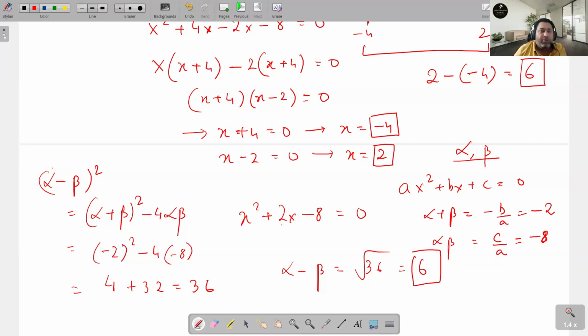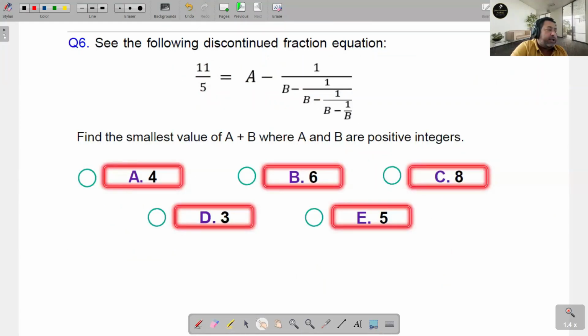Okay, all right. So we'll move on to the next question. I hope this one is clear. See the following continued fraction equation: 11 by 5 is equal to a minus 1 by b minus 1 by b minus 1 by b minus 1 by b. Find the smallest value of a plus b where a and b are positive integers. So this is a layered fraction problem. Okay, we'll try and solve this.